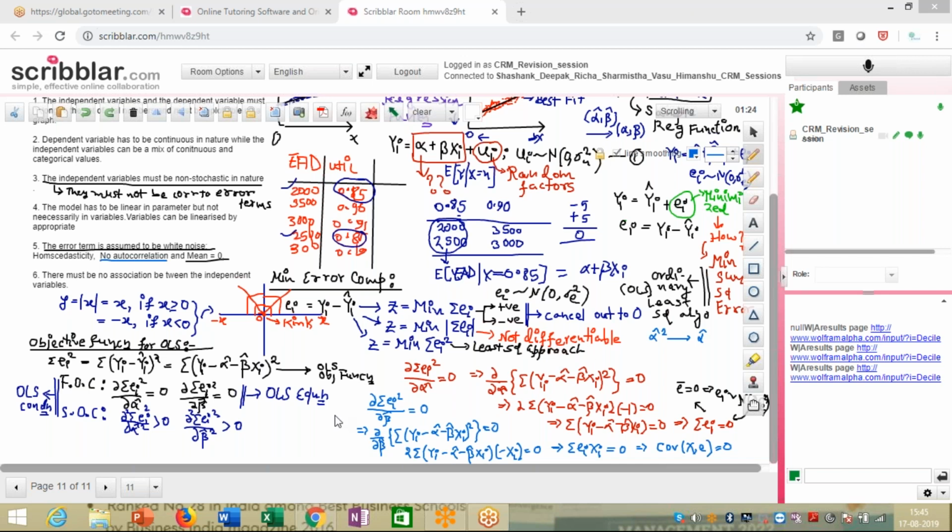Okay, so now our question was, what if the model was nonlinear in parameter? What impact would it have had on the OLS equations?